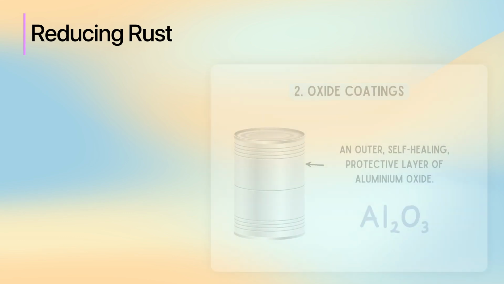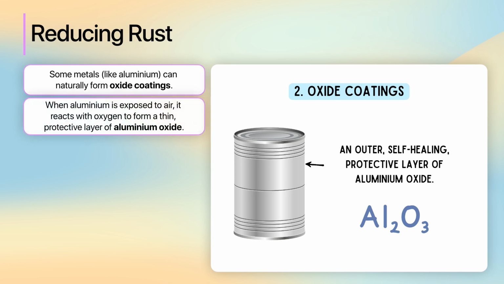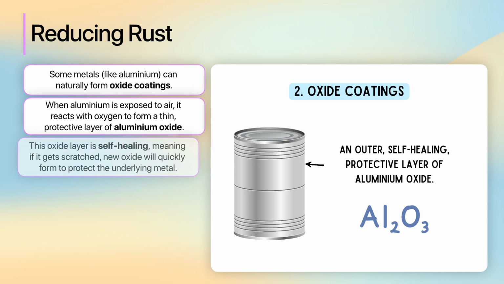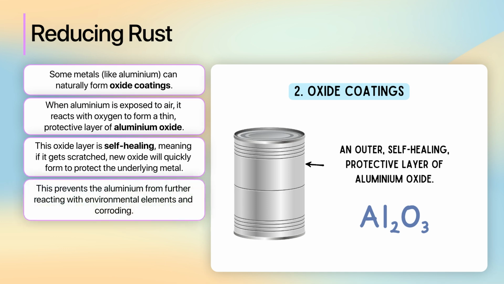Next, we'll look at oxide coatings. Some metals, like aluminium, can naturally form oxide coatings. When aluminium is exposed to air, it reacts with oxygen to form a thin, protective layer of aluminium oxide. This oxide layer is self-healing, meaning if it gets scratched, new oxide will quickly form to protect the underlying metal. This prevents the aluminium from further reacting with environmental elements and corroding.